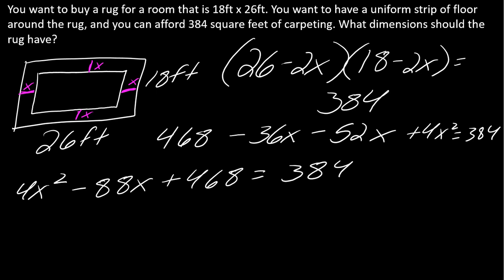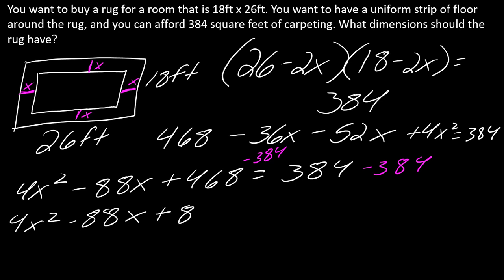And then, just as best practice, usually we want to have this equal to 0. So I'm going to go ahead and subtract off the 384 to get 4x squared minus 88x plus 84. Okay, and so now this is the quadratic that I need to solve.